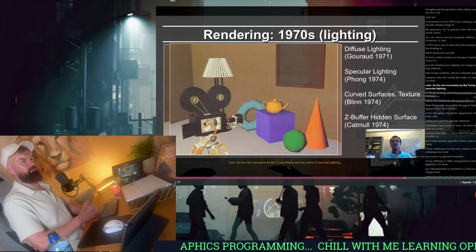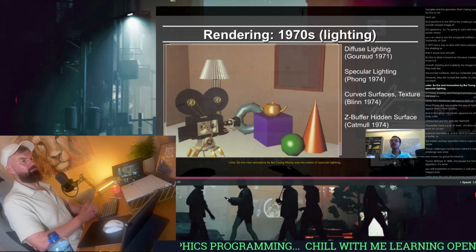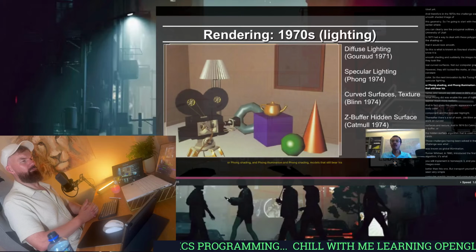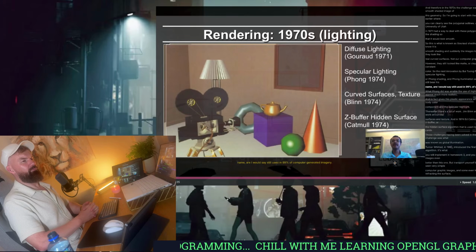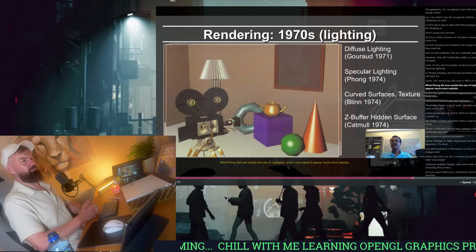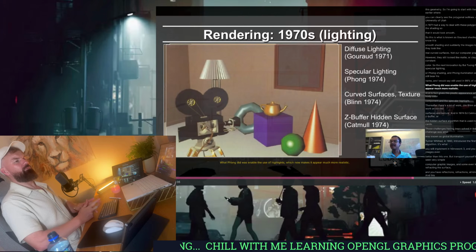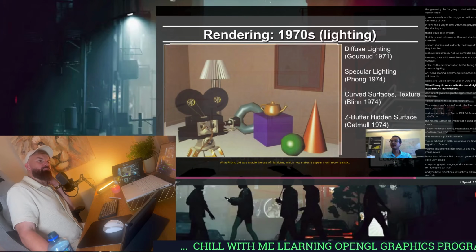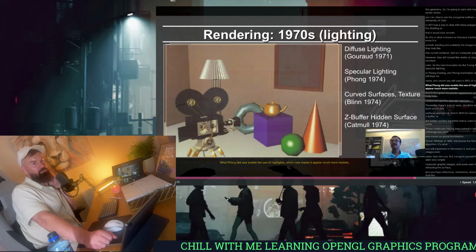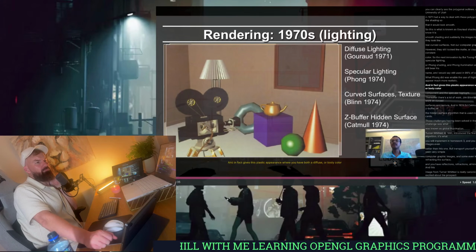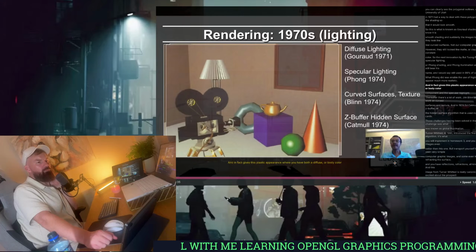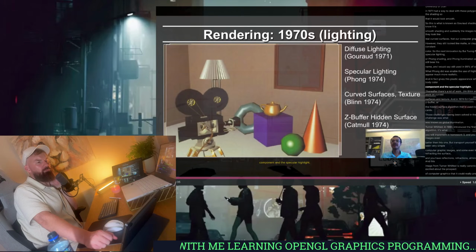So the next innovation by Bui Tuong Phong was the notion of specular lighting, or Phong shading. And Phong illumination and Phong shading, models that still bear his name, are, I would say, still used in 99% of computer-generated imagery. What Phong did was he enabled the use of highlights, which now makes it appear much more realistic, and in fact gives this plastic appearance where you have both a diffuse or body color component and the specular highlight.